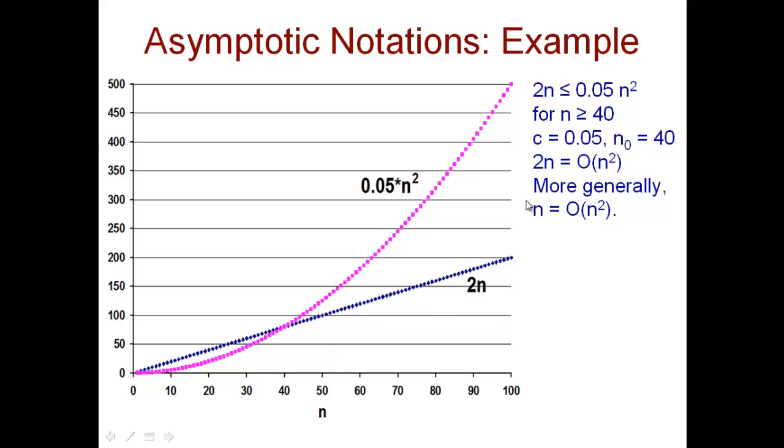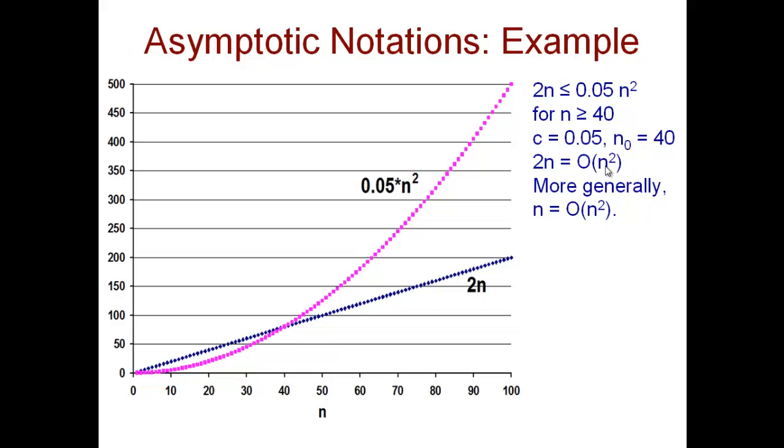So we can say 2n equals what is called the big O notation of 0.05 n square, because that's our actual function here. This big O is an asymptotic notation indicating an upper bound. So 2n is less than or equal to. Any function written on the left hand side will be less than or equal to the function inside the big O notation.